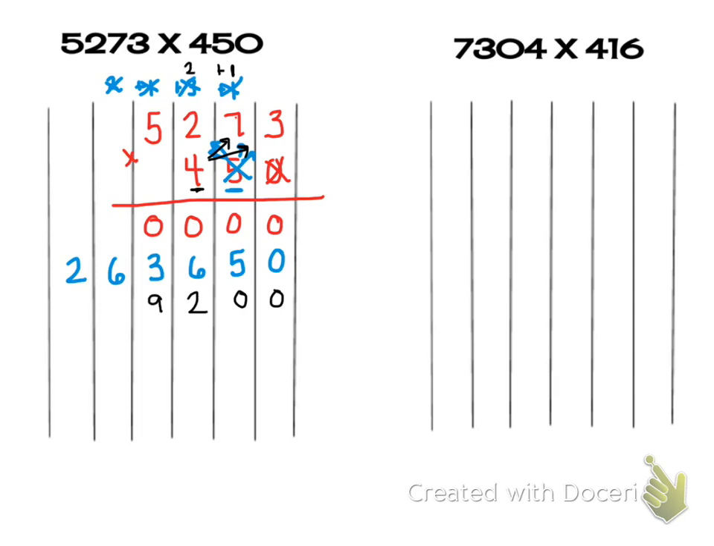Carry the 2 over next to the number I just multiplied by. 4 times 2 is 8, plus the 2 is 10. So I put the 0, and I carry the 1 over to the next number I multiplied by. 5 times 4 is 20, plus the 1 is 21. And I could put the 2 over there, but there's no other numbers to multiply by, so I can put all of 21.